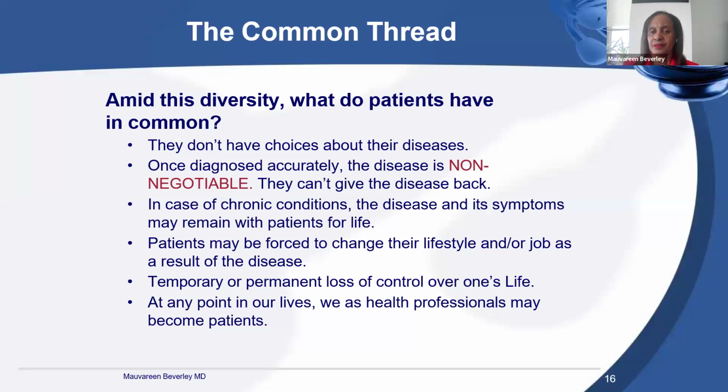And what I recognize is that amid diversity, patients don't have a choice about their diseases. Why do I say that? Once diagnosed accurately, it's non-negotiable. They can't give it back. In cases of chronic condition, the disease and its symptoms may remain with patients for life. Patients may be forced to change their lifestyle and/or job as a result of the disease, and there's temporary and permanent loss of control over one's life. And at any point in our life, we as health professionals may become patients as well.